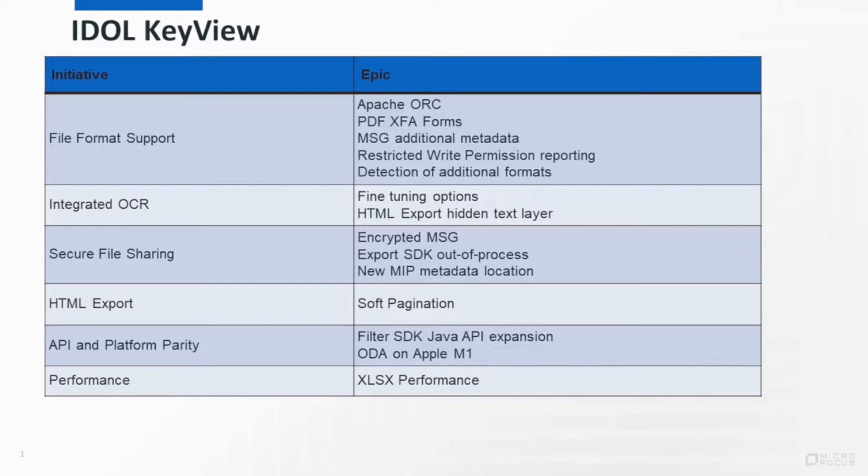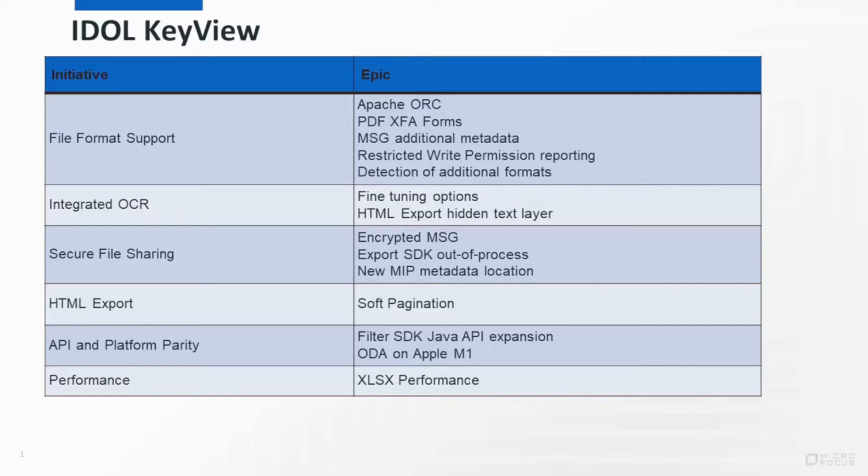We've continued to work on the OCR capabilities added a couple of releases ago by providing fine-tuning options and adding OCR to HTML export. In secure file sharing, we can now extract MSG files protected with RMS, and the Export SDK can also run its RMS decryption out of process. We also handle an upcoming change that Microsoft will be making to the MIP metadata location, which will allow RMS-protected files to continue working once these changes are adopted.